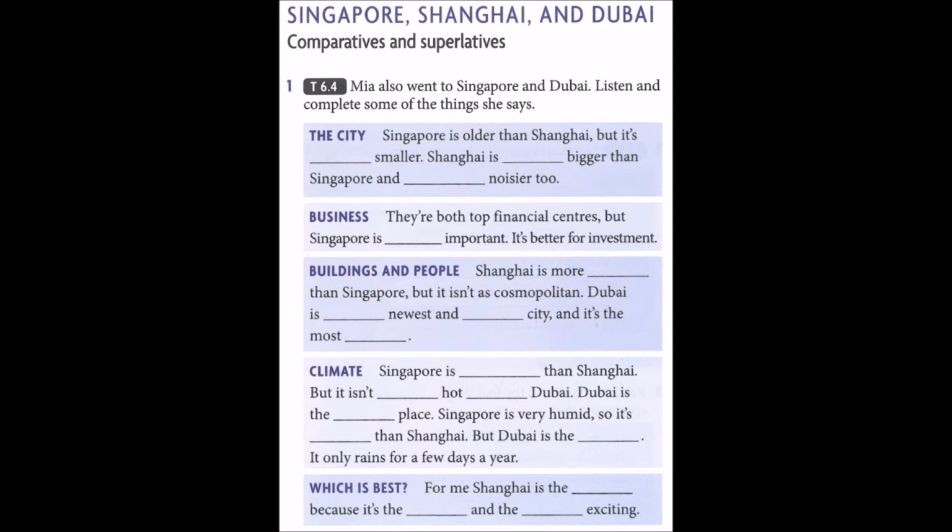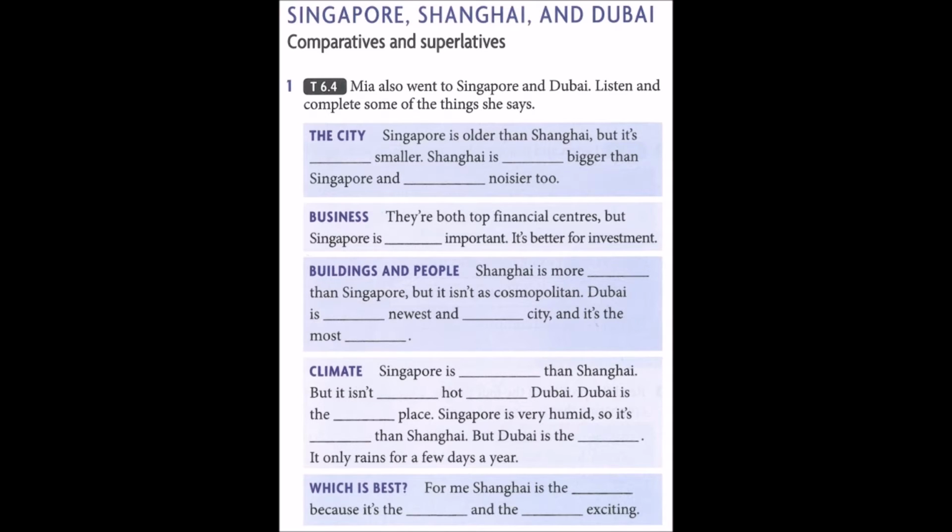Ah, right. And the buildings? Are they all new? Yeah, there are a lot of new buildings in Shanghai, so it's more modern than Singapore, but it isn't as cosmopolitan. Half the population of Singapore are foreigners. Wow, really? What about Dubai? What's that like? Dubai is the newest and youngest city, and it's the most modern. I like it because it has a can-do feel to it. What about the climate in these places? What was the weather like?